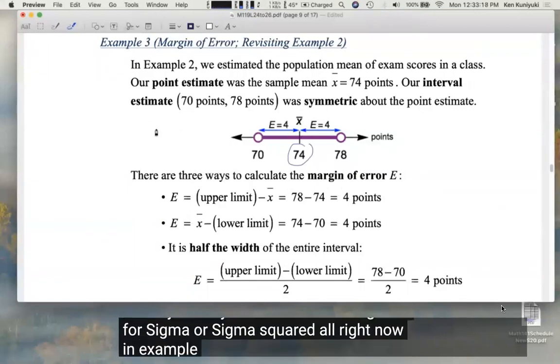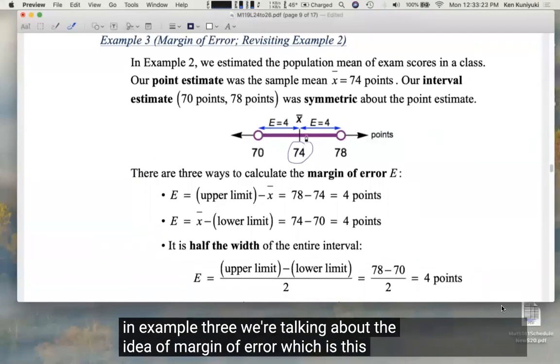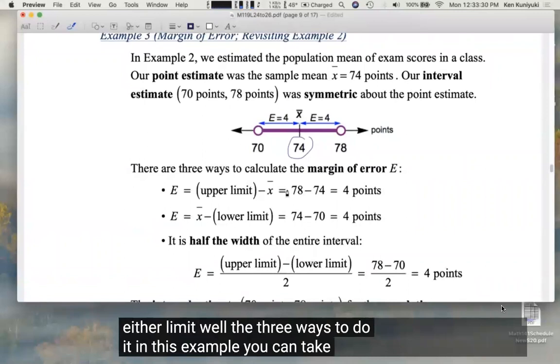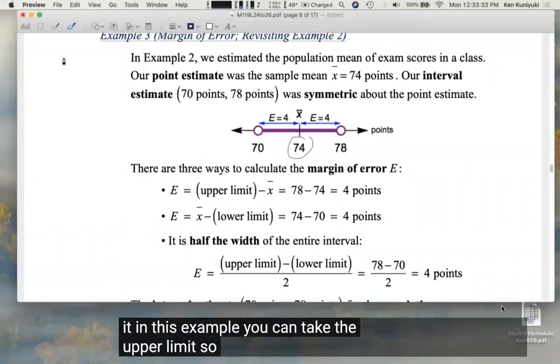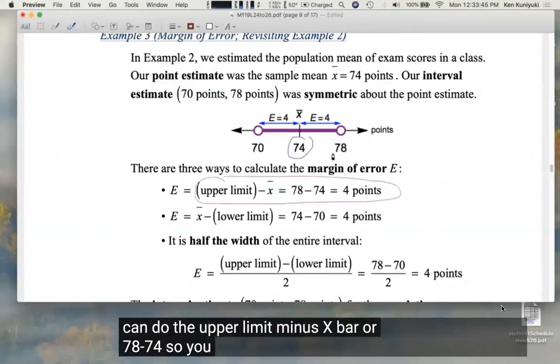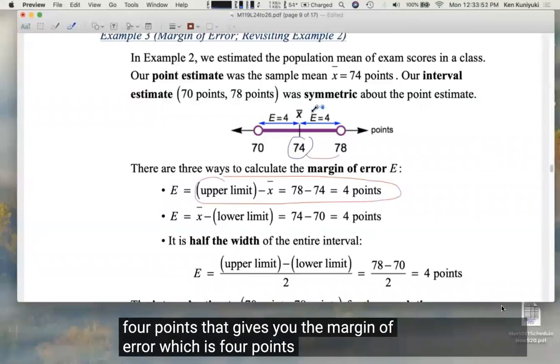All right, now in example 3, we're talking about the idea of margin of error, which is this distance between the point estimate and either limit. Well, there are 3 ways to do it. In this example, you can take the upper limit minus x bar, or 78 minus 74. That gives 4 points. That gives you the margin of error, which is 4 points.